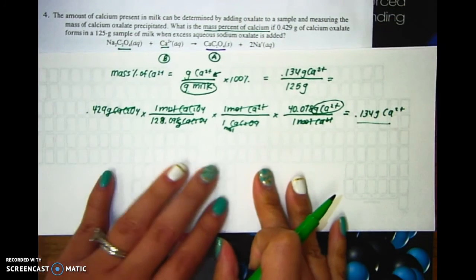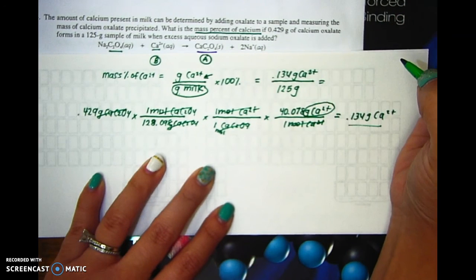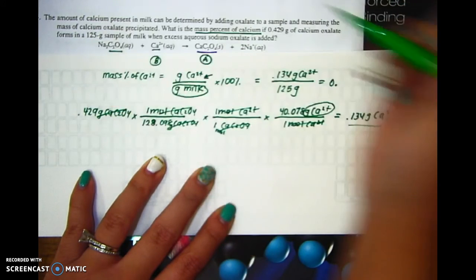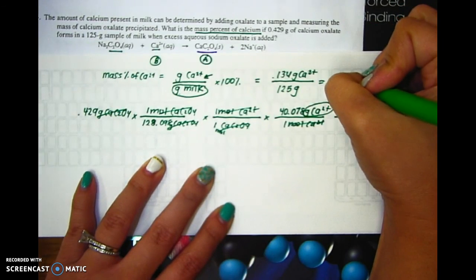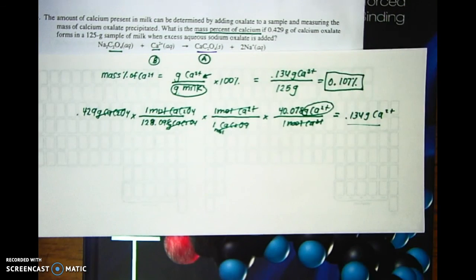And if you divide that out and then times it by 100%, it looks like we need 3 sig figs in our answer because we have 3 sig figs here and 3 sig figs here. So you wind up with 0.107% as your mass percent of calcium. And then we are done with the problem.